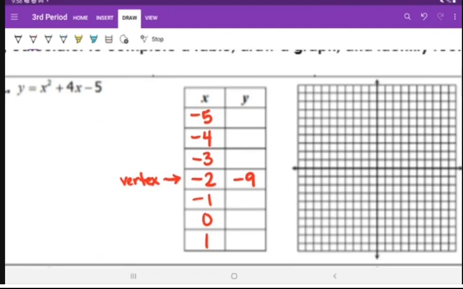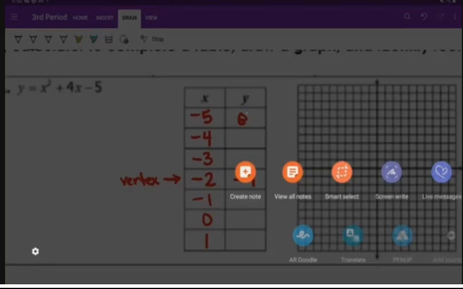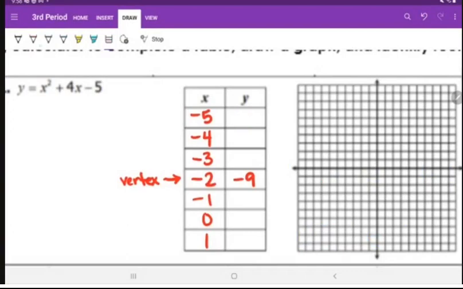So use these entries on your table to fill in your sheet here. So my points are (-5, 0). That's supposed to be a 0. (-5, 0), (-4, -5), (-3, -8), (-2, -9), (-1, -8), (0, -5), and (1, 0). So these are the values that I can see from the table.